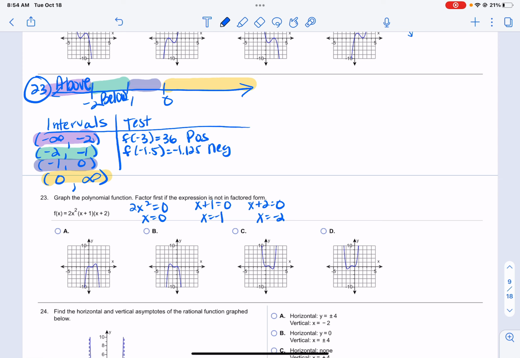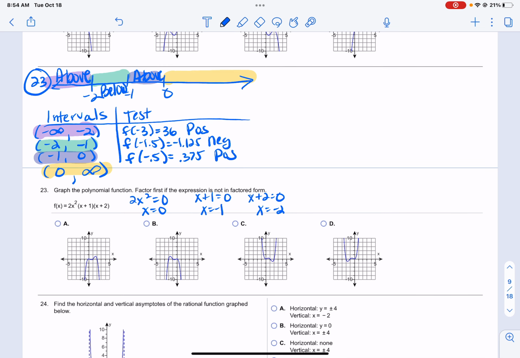Now I'm going to pick a number between -1 and 0, and I'll pick -0.5. And when you plug that in, you get 0.375, which is a positive. So that means the graph is going to be above the x-axis in that interval from -1 to 0. And finally, my last test point, somewhere between 0 and infinity, is going to be 1. And that number is 12, which is positive. So in that interval, the graph is going to be above the x-axis.